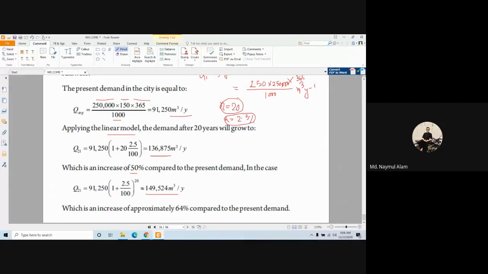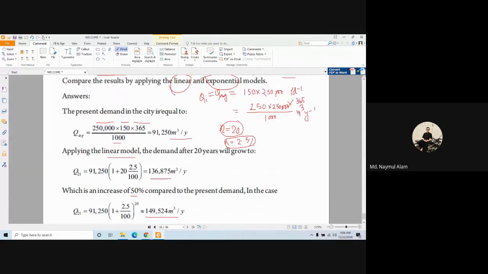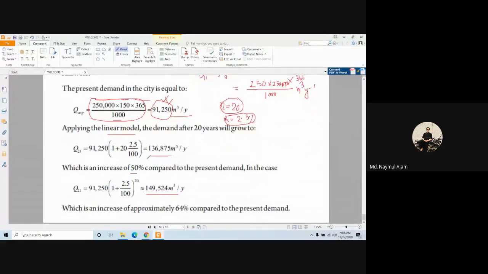Sir, the value of Q average is not matching; here I got 91,000. Okay, whatever you get, that's the value. You don't need to have an exact match with this one. You need to make sure you understand this thing. They might have made a mistake, that's okay. Just understand the mechanism. Whatever value you get, you use it over there. No problem.